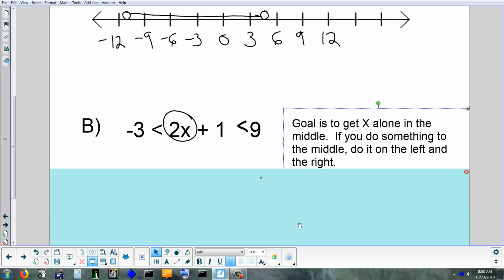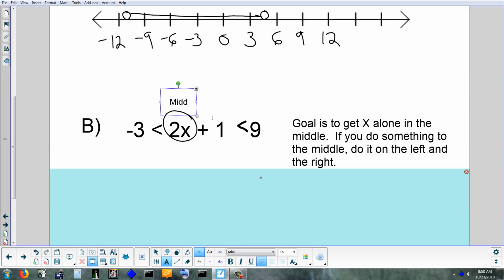All right, so like you're saying, if you do something to the middle, do it on the left and right. So I want to get this in the middle by itself. What's in the middle with that 2x? Positive 1. So what am I going to do? Subtract 1. Like Mr. Hager said, what's one number I'm going to subtract 1 from? What's one number in this problem? 9.